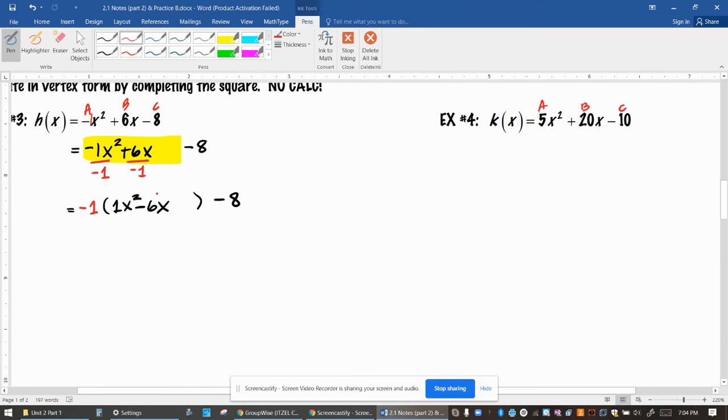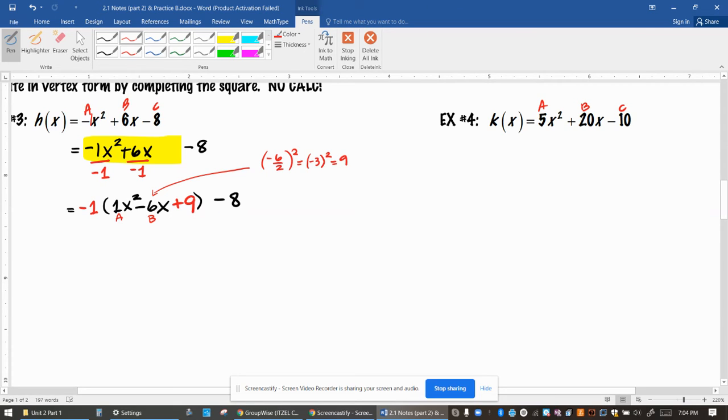Okay. Now I can take half of b and square it. So again, the b, you can take half of it and square it as long as your leading coefficient is 1, okay? It was negative 1, so I had to factor it out, and then I could take half of b and square it. Okay, so that gives you positive 9.